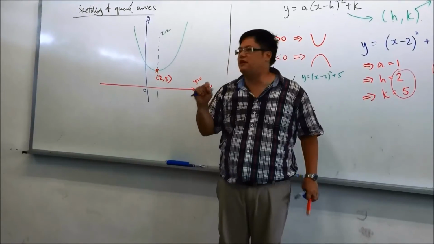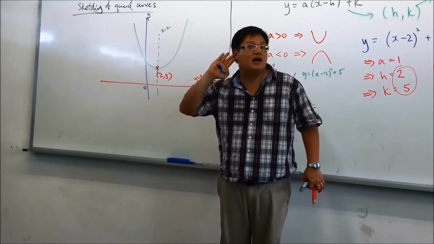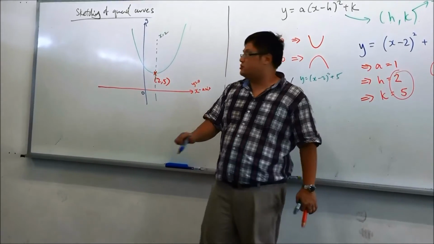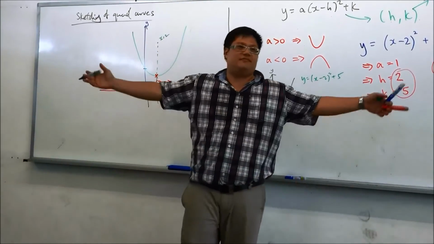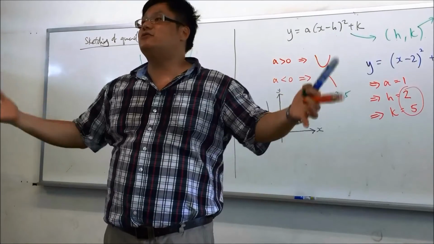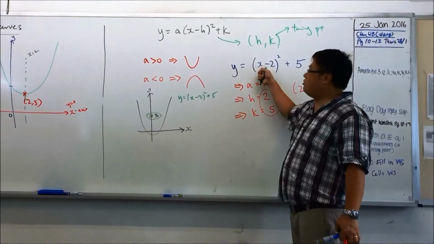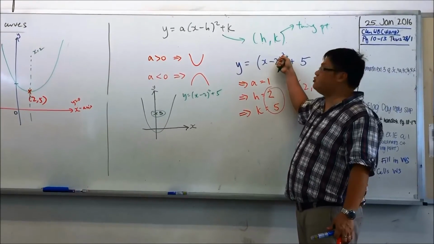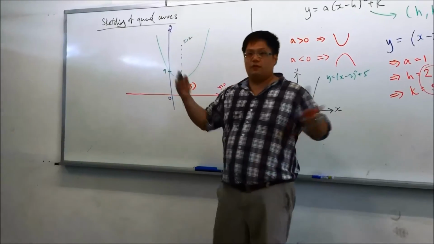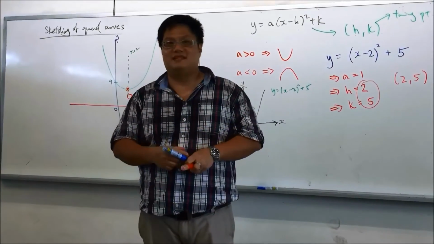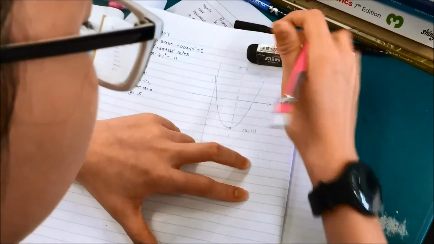What's the very important value we must always state in all sketches? The y-intercept. So how do we determine the y-intercept, somebody? When x equals 0. So let's put x equals 0 inside here. What do we have? 0 minus 2 is negative 2. Negative 2 squared is 4. 4 plus 5 is 9. So this is 9. We are done. Is that alright? Yeah, state the coordinate of the turning point.